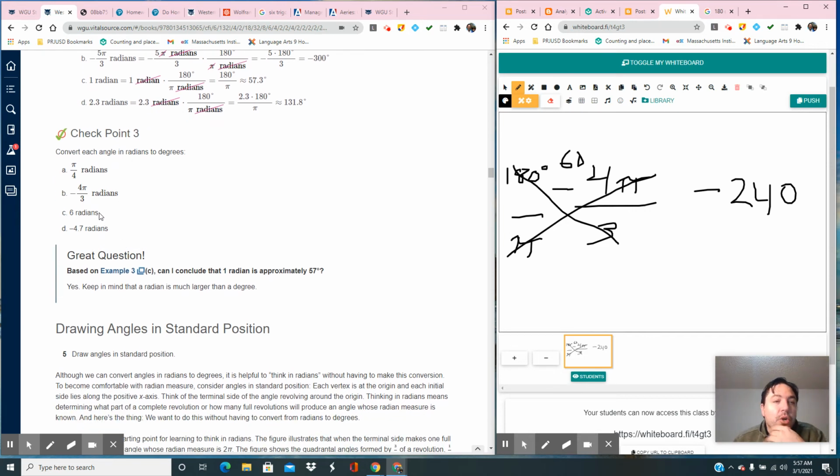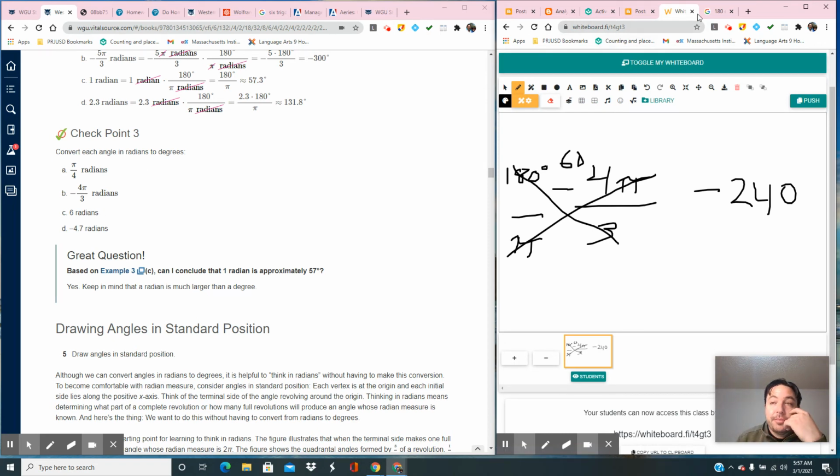6 radians. Ooh, see, 6 radians is almost 360 degrees, right? Because 3 radians is close to pi radians, which is 3.14, and that is 180 degrees. So we're looking at something close. But we're going to need a calculator for this one.